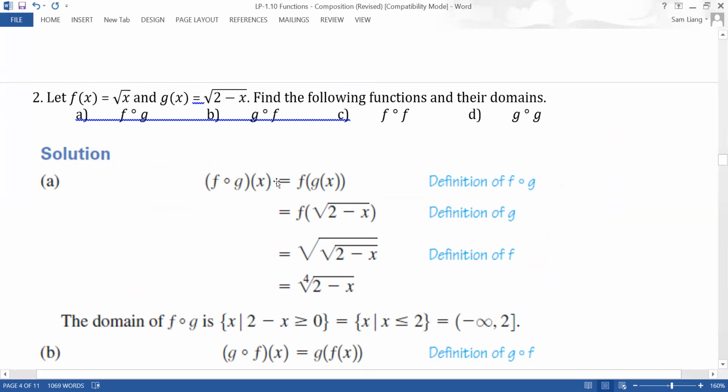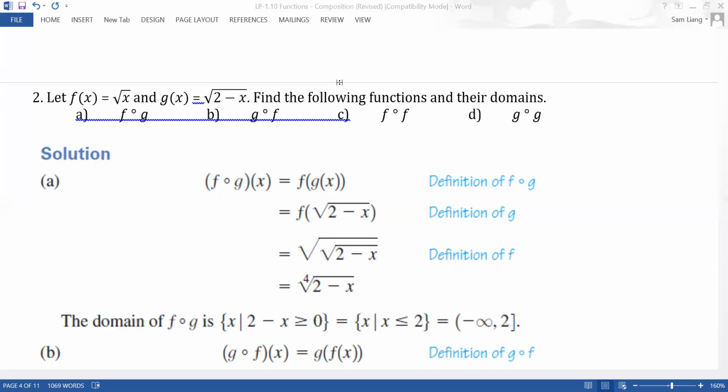F composed with g of x. So g of x is this function, as I said, right? And then if you plug that into f, you get the square root of 2 minus x. So that's this thing here. If you remember from algebra 2, the square root of a function, you can rewrite as that expression to the 1/2 power. So this is 2 minus x to the 1/2 power, to the 1/2 power.